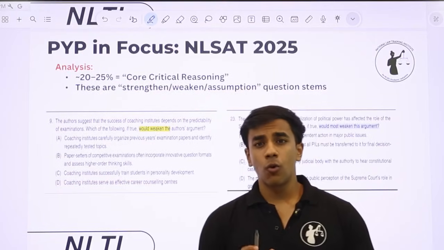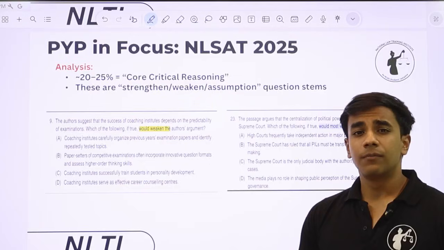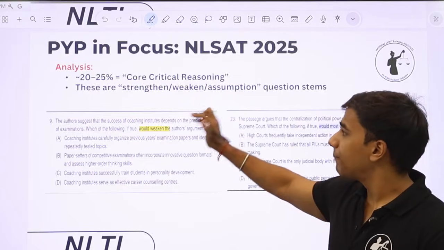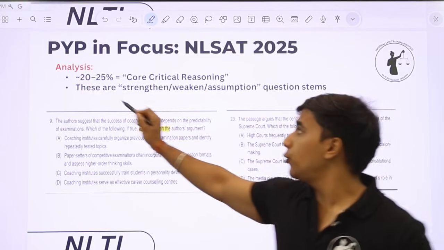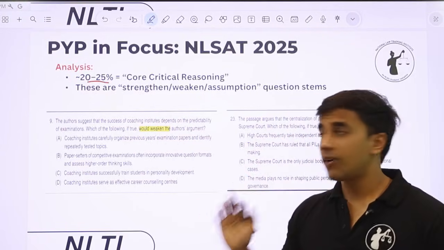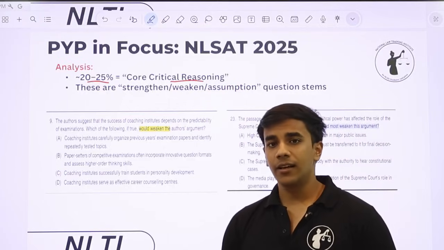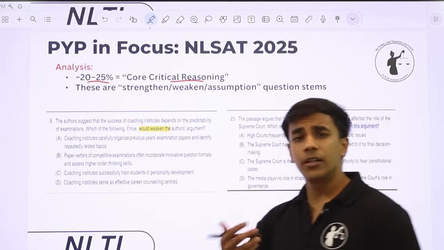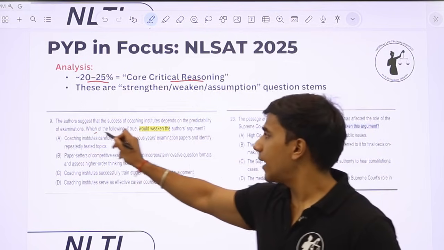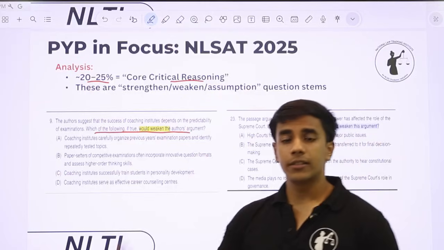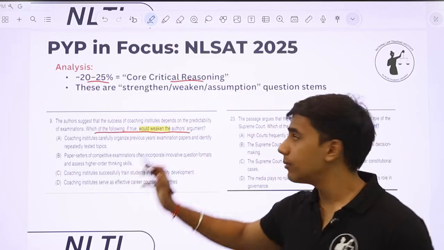Now we also talked about core critical reasoning questions like assumption, strengthening, weakening, conclusion, and inference. But again, to give you an example of how these things work in practice, around 20 to 25% of questions in NLSAT 25 were asked from these core critical reasoning concepts like strengthening, weakening, and assumptions. And how does this question work? It is directly given: which of the following statements will weaken the author's argument. For example, this is question number 9 from the master booklet.